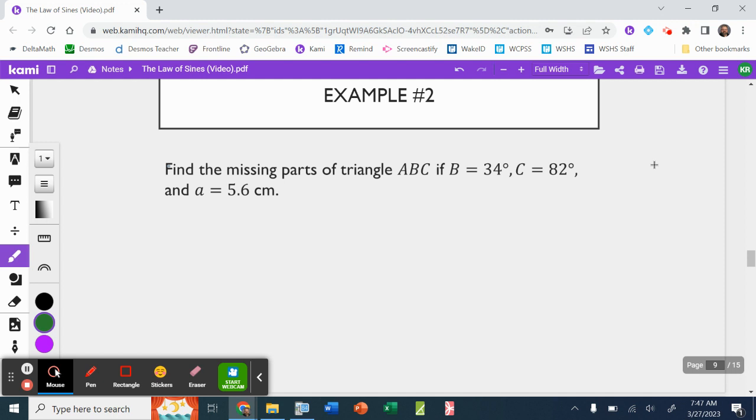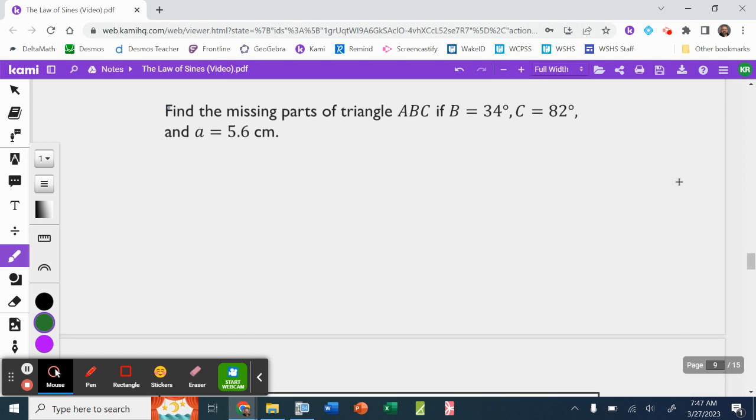And they tell us that angle B is 34 degrees, angle C is 82 degrees, and side A is 5.6 centimeters. So that means we're going to need to find angle A, and we're going to need to find both sides B and C. So we're probably going to use the law of sines twice here. So again, first step, we're going to sketch ourselves a triangle.